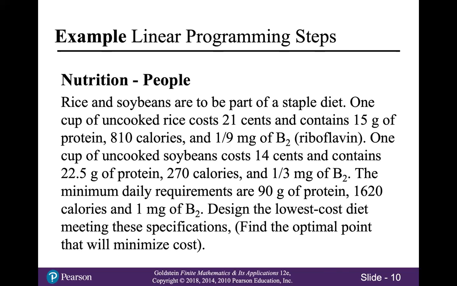The minimum daily requirements are 90 grams of protein, 1,620 calories, and 1 milligram of vitamin B2. We want to design the lowest cost diet meeting these specifications. In other words, find the optimal point that will minimize cost.